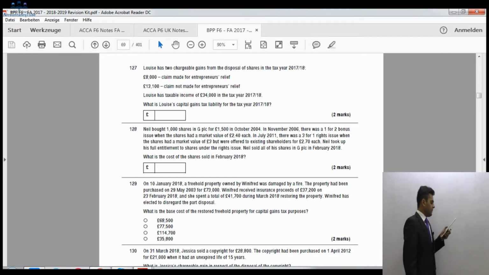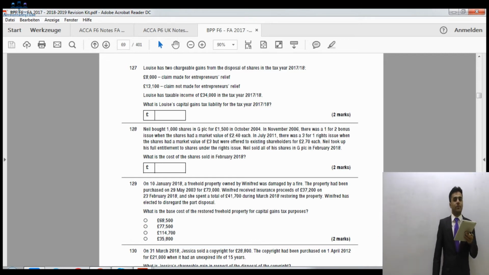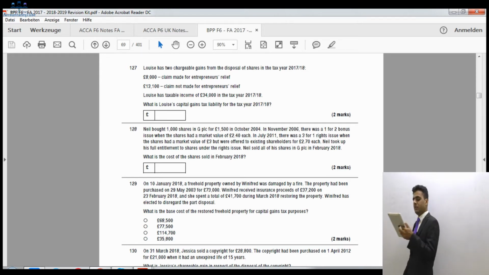Now his income is £34,000, which means that he is a higher rate taxpayer, so the remaining amount will be at the rate of 20%. So for the £13,100 we will deduct the annual exempt amount, and the remaining amount will be taxed at the rate of 20%.